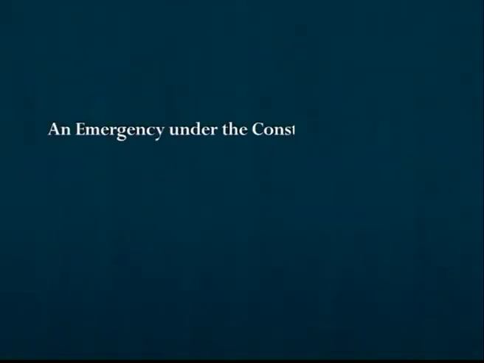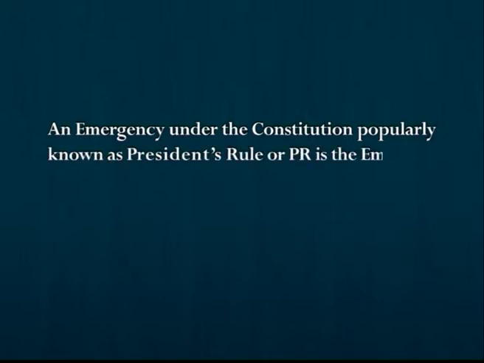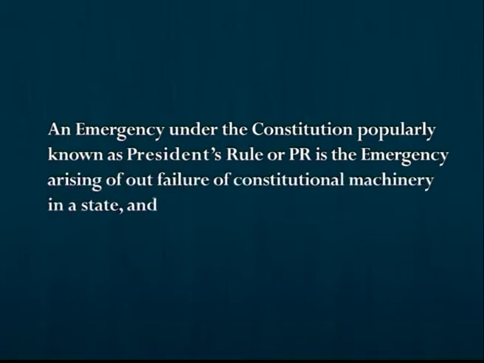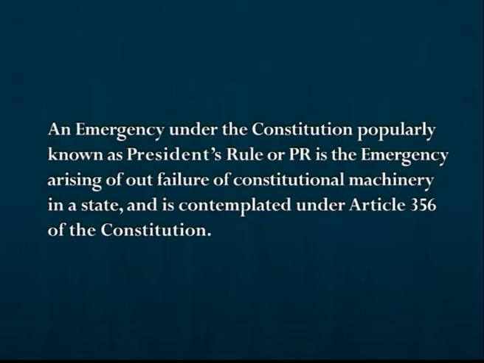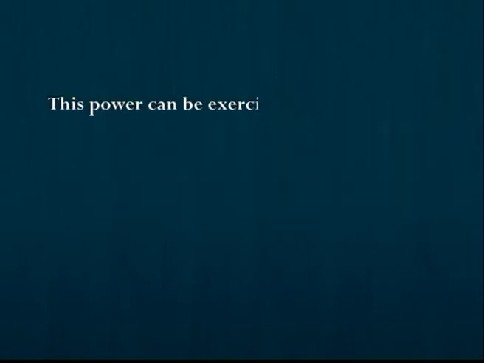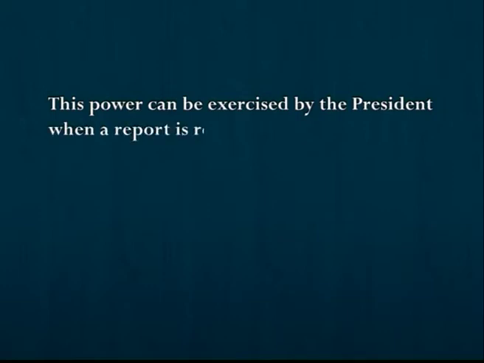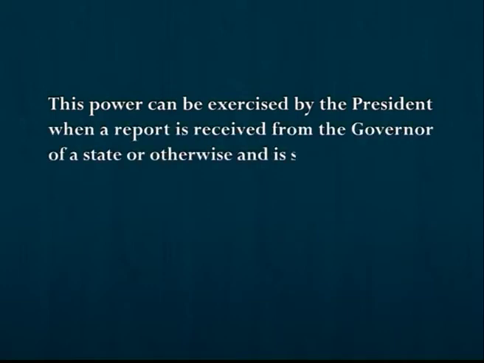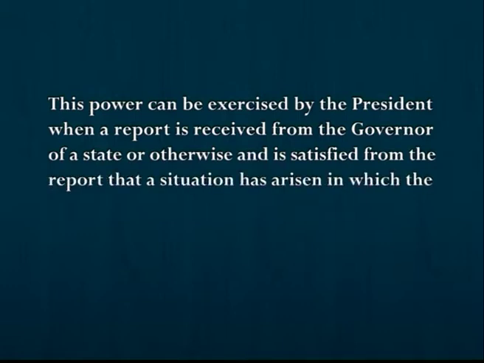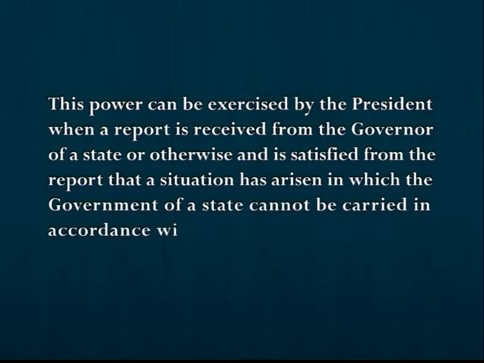An emergency under the Constitution, popularly known as President's Rule or PR, is the emergency arising out of failure of constitutional machinery in a state and is contemplated under Article 356 of the Constitution. This power can be exercised by the President when a report is received from the governor of a state or otherwise, and he is satisfied that a situation has arisen in which the government of a state cannot be carried on in accordance with the provisions of the Constitution.